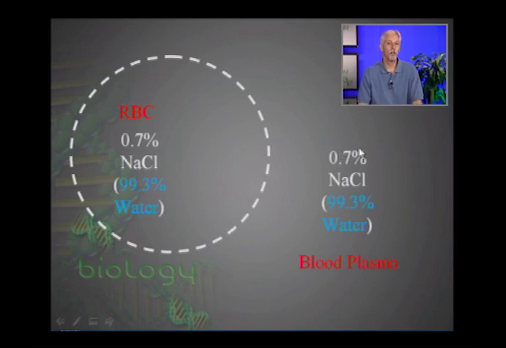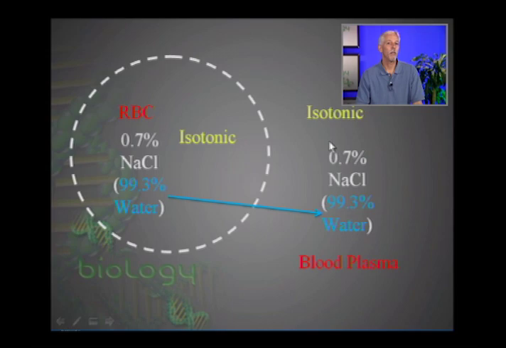Okay, now, the ideal situation, of course, if we look at the red blood cell example again, would be that both the cytoplasm and the plasma have the same solute concentration. They would have the same tonicity, they would be isotonic. There would be no net movement of water, water would be moving in equal quantities in both directions. And of course, that would maintain the shape of a red blood cell.